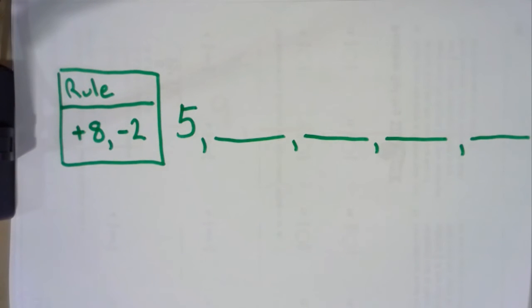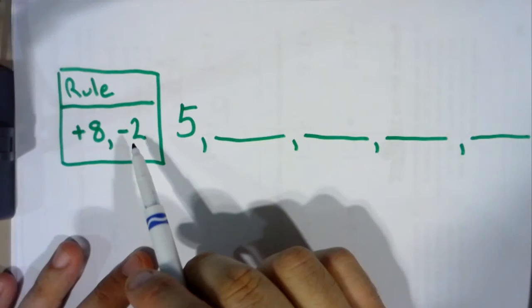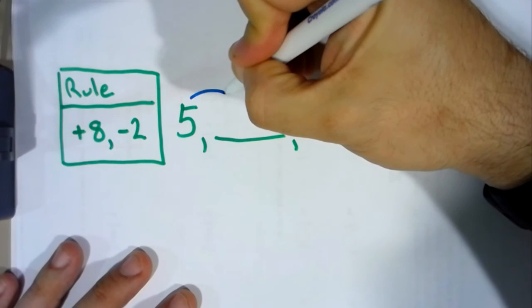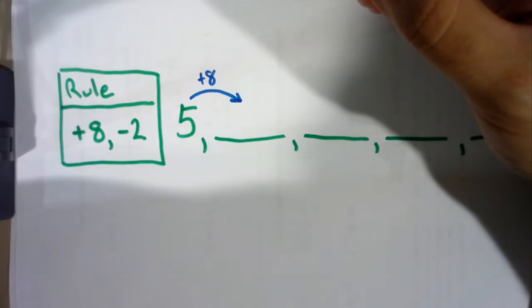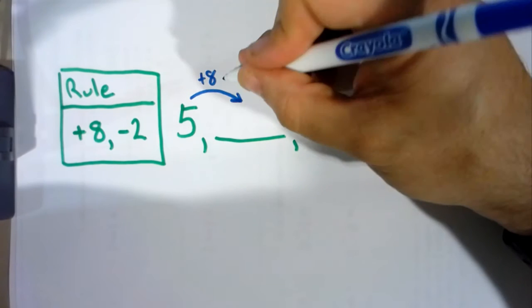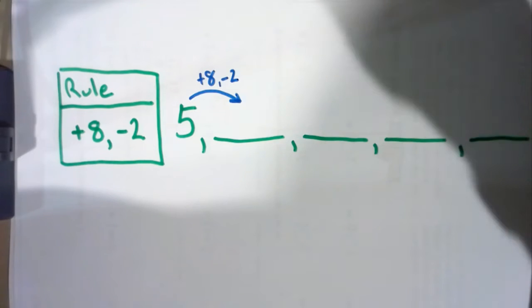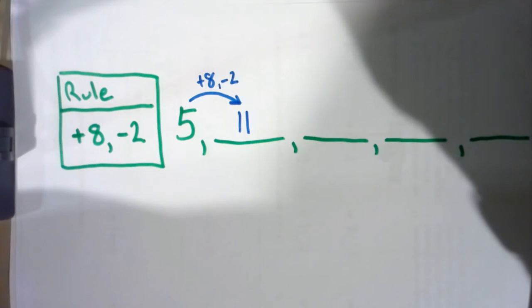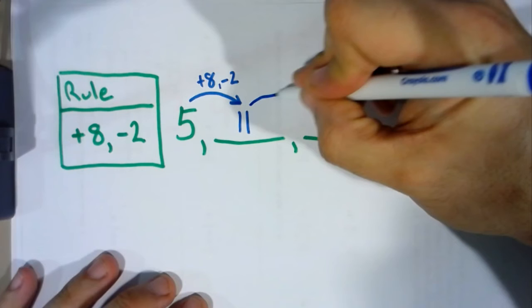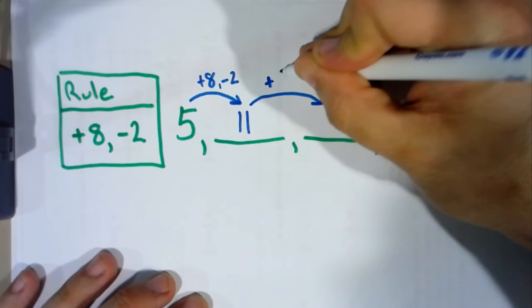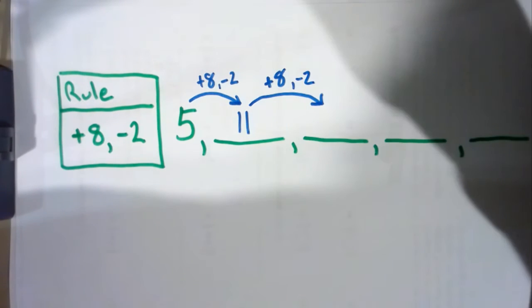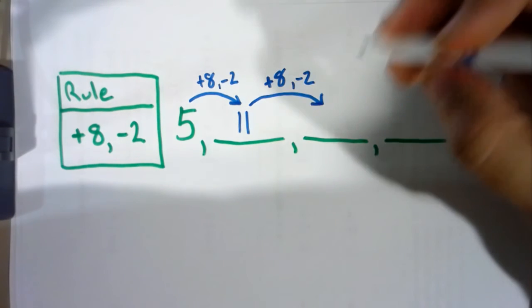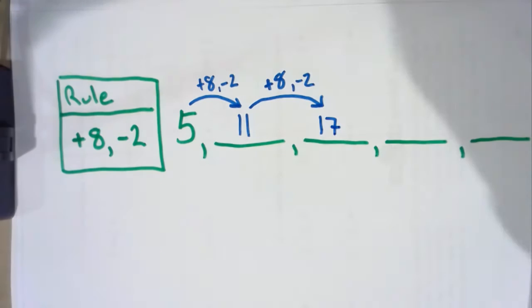Sometimes you'll find that you have a two-step rule. So, for example, right over here, our rule is +8 minus 2. So I'm going to think about this. 5 plus 8 is 13, but then I have to do minus 2, and that's going to be 11. So let's go on now. 11 plus 8 is going to be 19, but minus 2, 19 minus 2 is 17. And you keep on going.